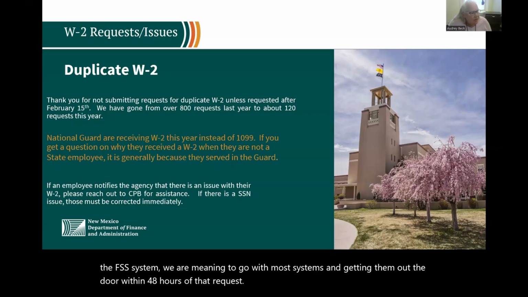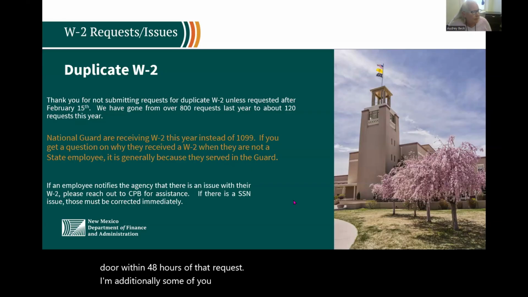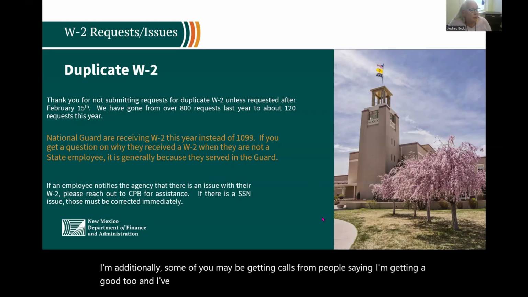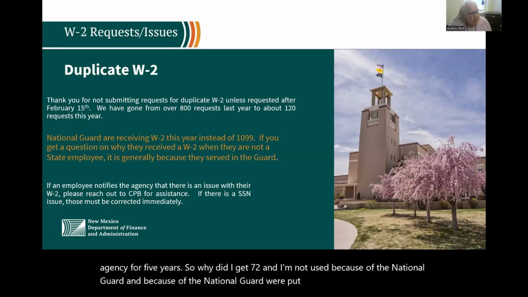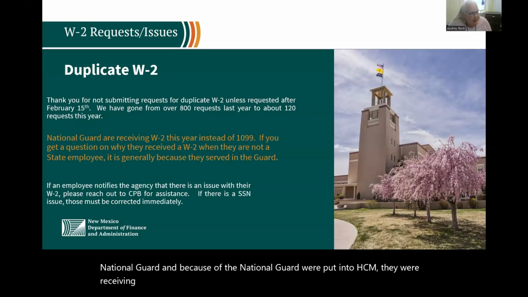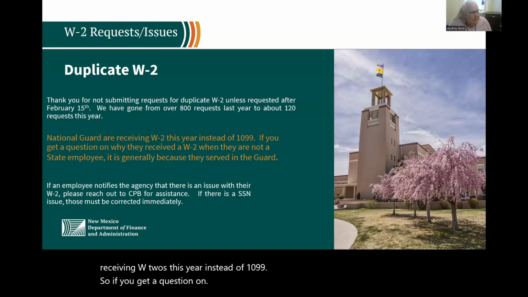Additionally, some of you may be getting calls from people saying, I'm getting a W-2 and I've never worked for the state, or I haven't worked for your particular agency for 5 years. Why did I get a W-2? And that is because of the National Guard. Because the National Guard were put into HCM, they are receiving W-2s this year instead of 1099s. So if you get a question on why someone received a W-2 when they're not a state employee, it is generally because they are National Guard.